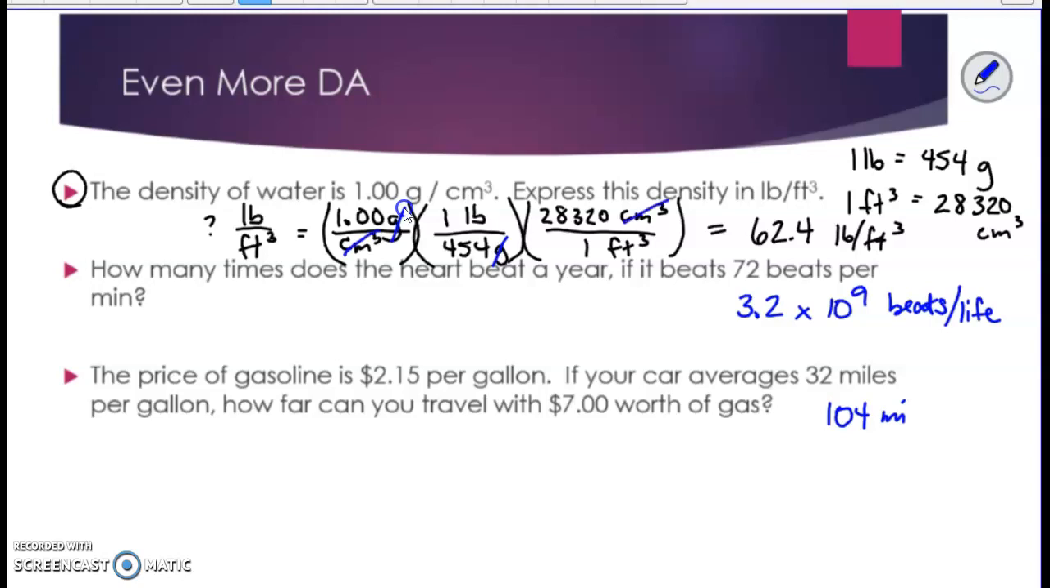And I'm left with pounds over cubic feet. You do not need to cube anything here. The numbers have already accounted for that. So when you do your math, once you round for sig figs, you should end up getting 62.4. The answers to the other 2 practice problems are there as well. Again, we're going to be spending more time on this in class. Let's move on.